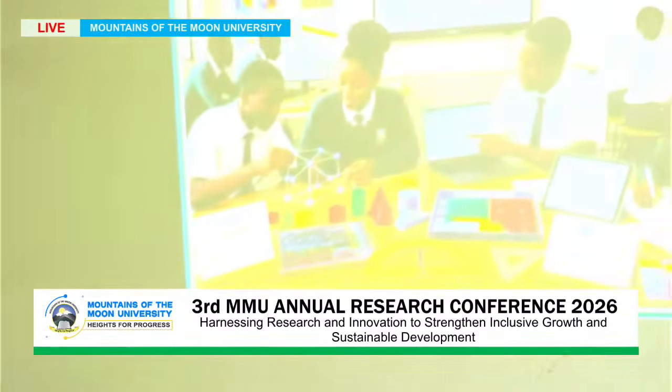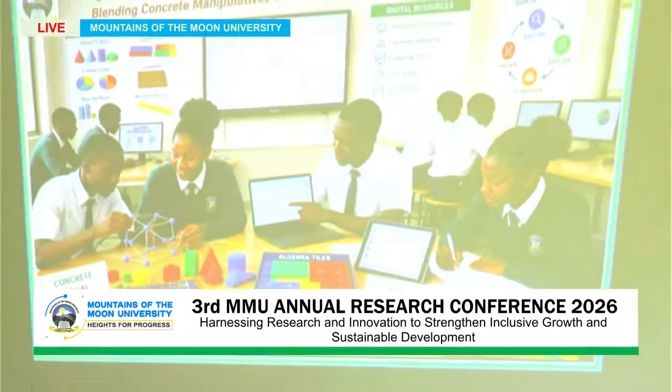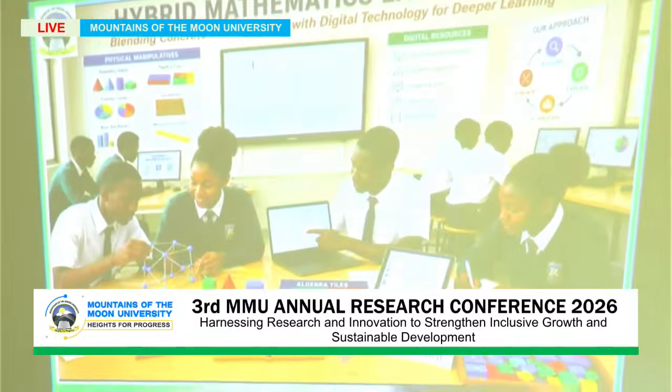Where do we want to go? This is where we are going: that when you are in the classroom, in what we call the hybrid mathematics lab, we should have the manipulatives and we should have the digital aspect, where learners are able to integrate the two and understand mathematics.